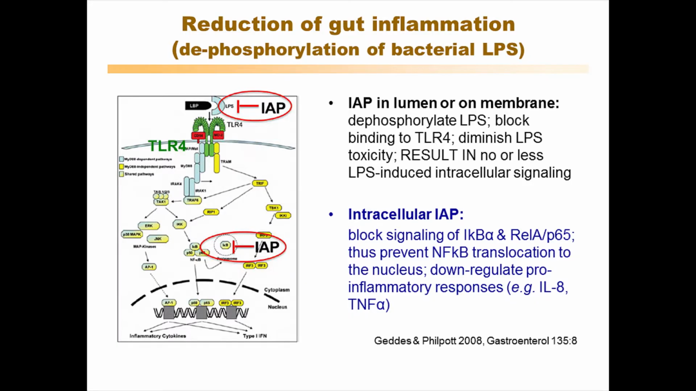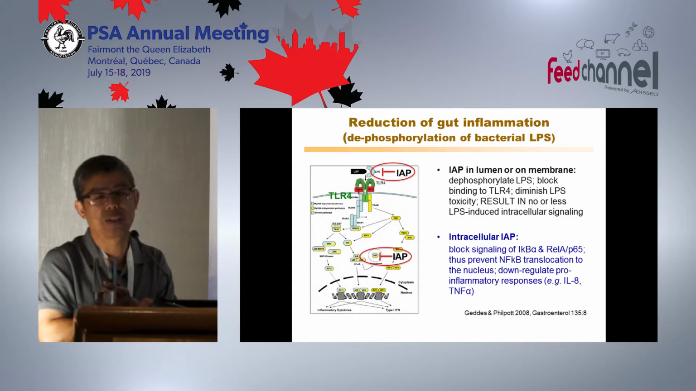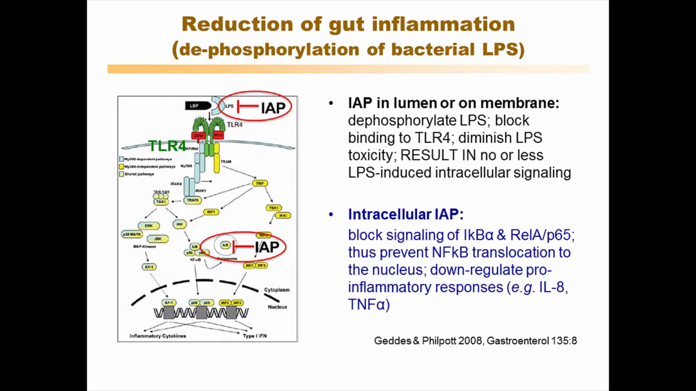The way IAP works: for those bound in the lumen and also bound on the membrane, it can dephosphorylate LPS and detoxify its activity, and therefore block the binding to toll-like receptor 4, resulting in no or less LPS-induced intracellular signaling, therefore reducing the inflammation. And for those located inside the cells, it can block NF-kB translocation to the nucleus, and therefore down-regulate the pro-inflammatory response, such as interleukin-8 and TNF-alpha.